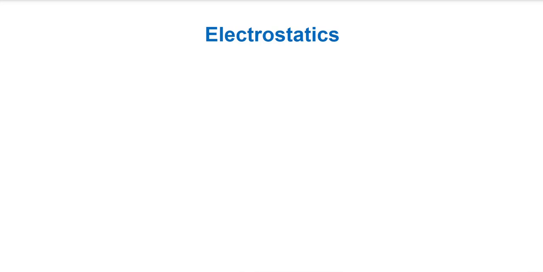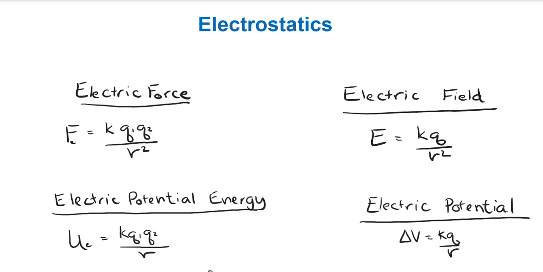is to just learn the difference between these four equations. These equations are the electric force, which is K, which is a constant, Coulomb's constant, times charge 1 times charge 2 over r squared, which is the distance between the two charges. Then there is the electric field, which is E equals K times 1 charge over r squared. And that's just the distance from the charge to where you're measuring the field.